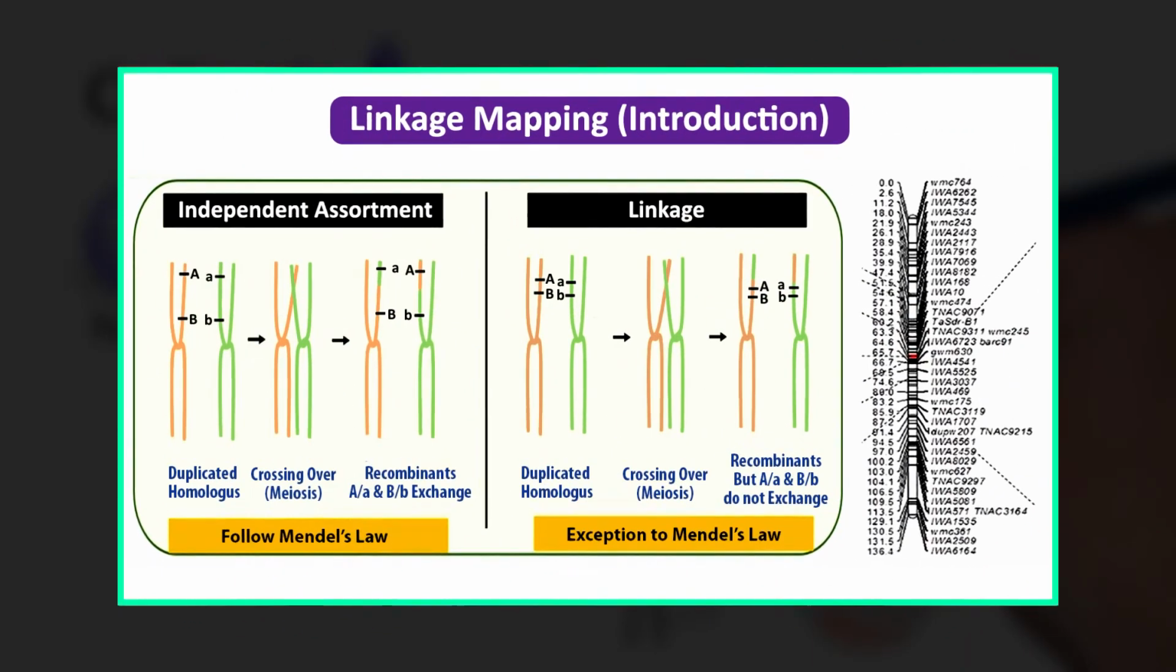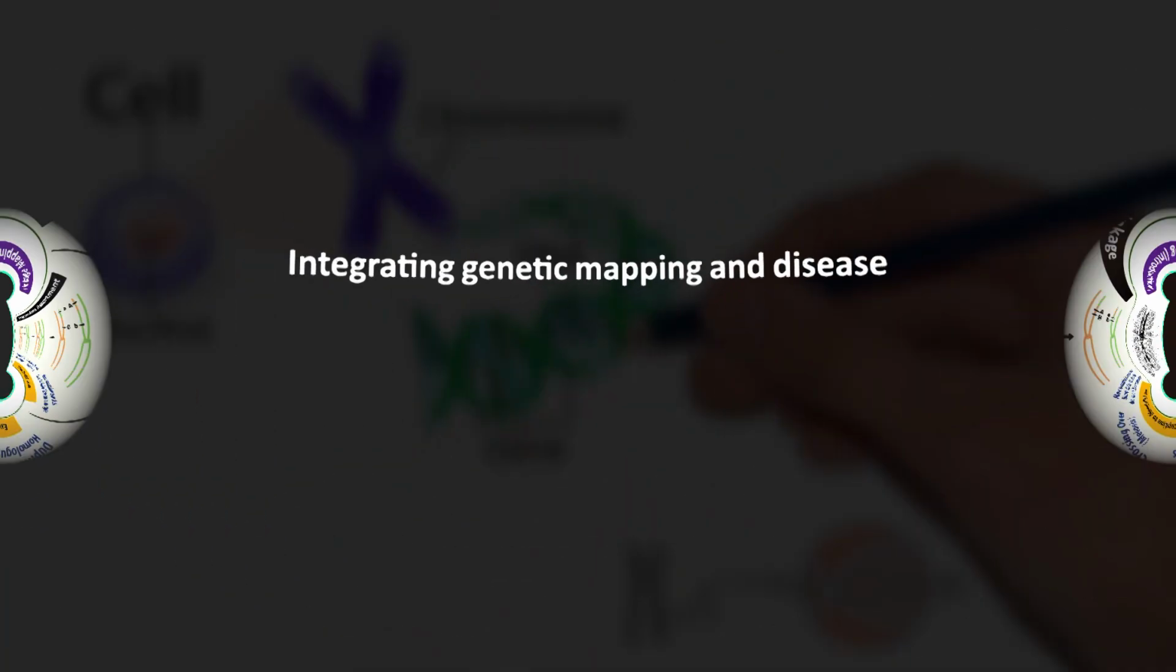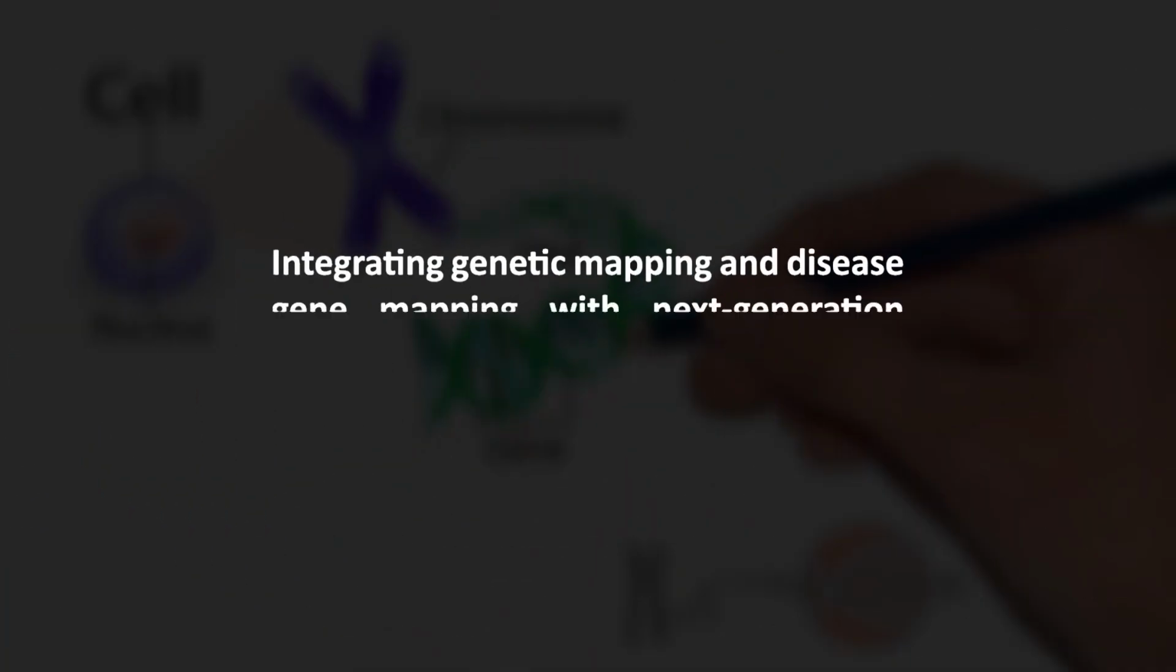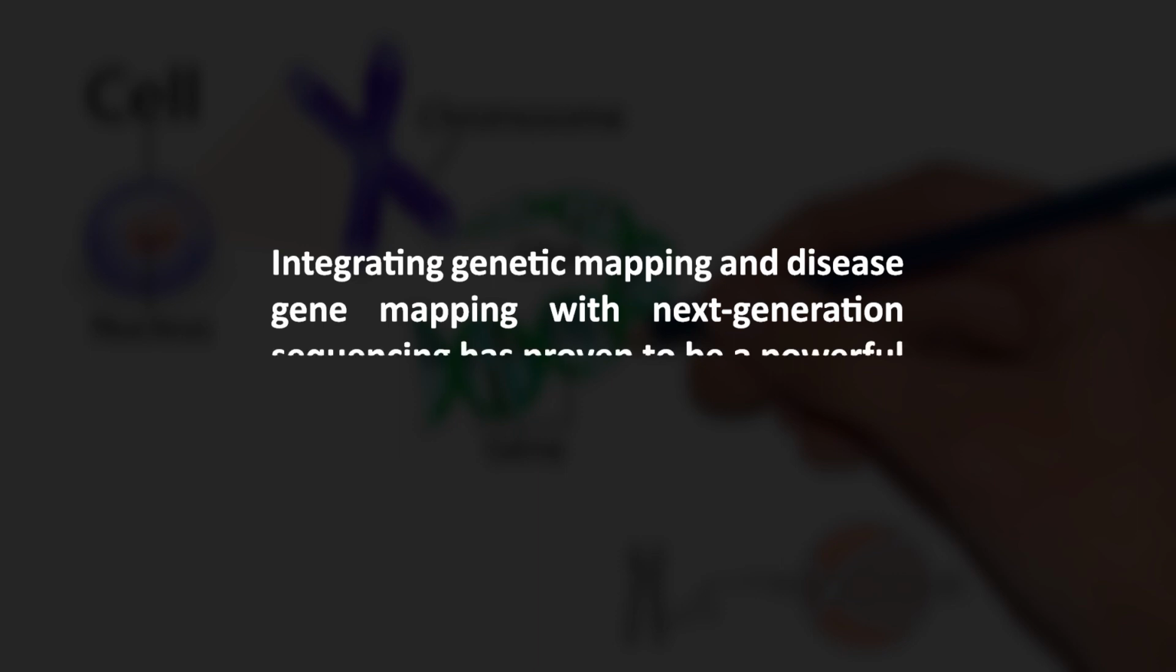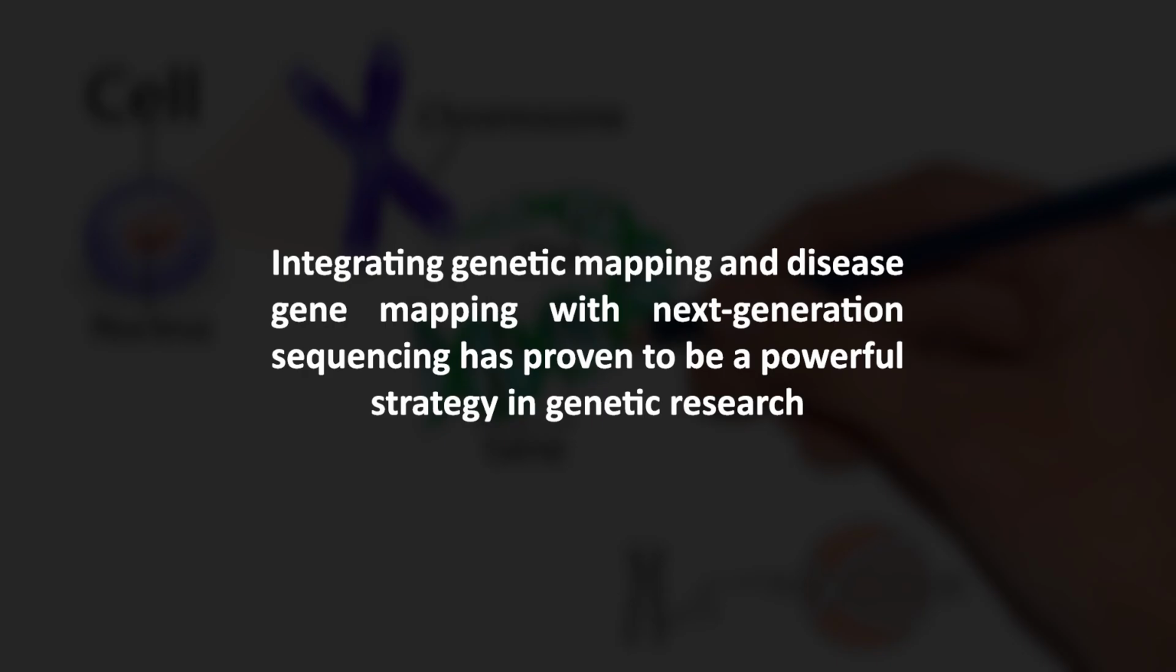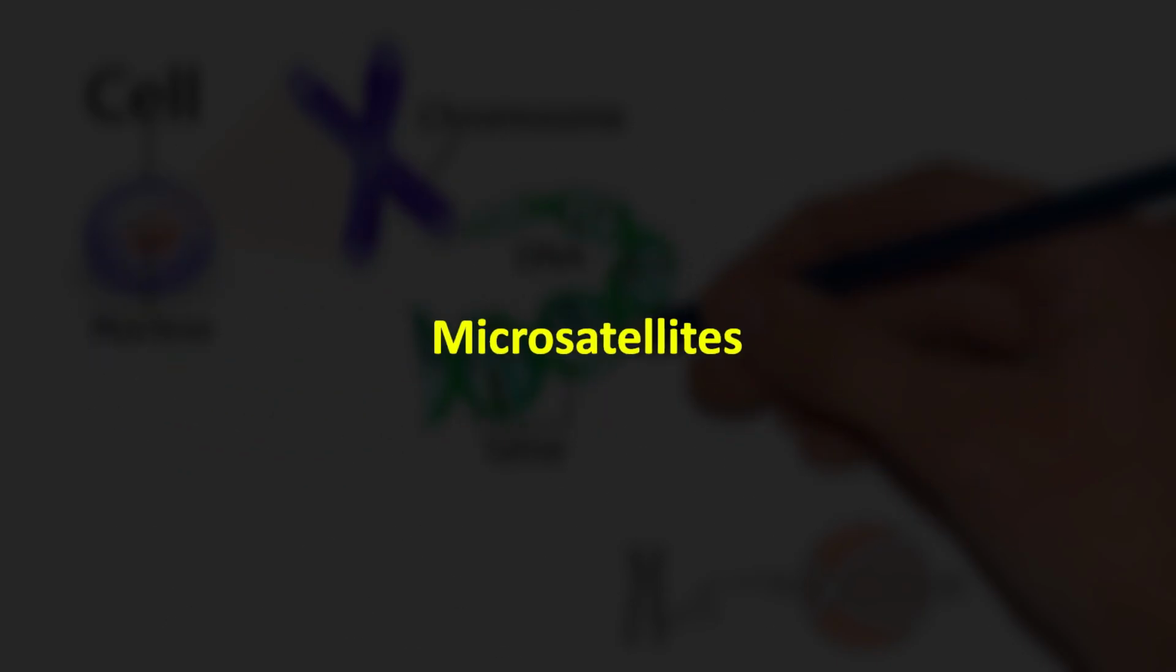Genetic maps are a necessary tool for mapping of disease genes or trait loci, a method also commonly known as linkage mapping. Integrating genetic mapping and disease gene mapping with next generation sequencing has proven to be a powerful strategy in genetic research. Dear students, let's now talk about the microsatellites.